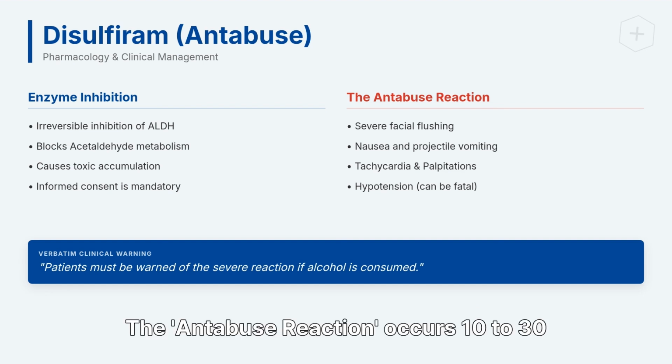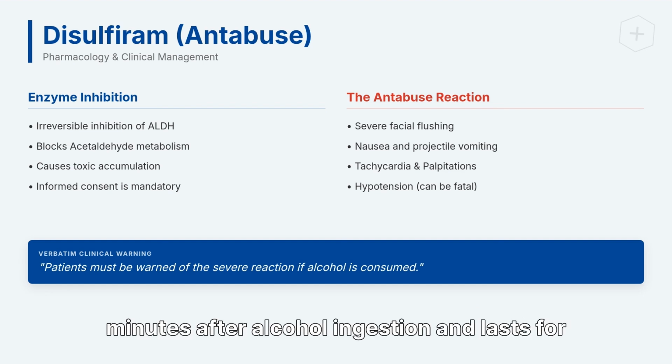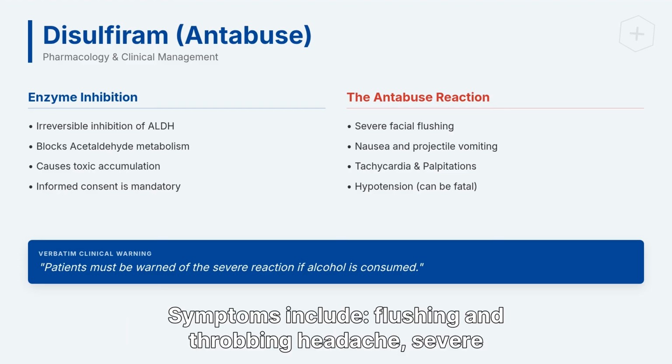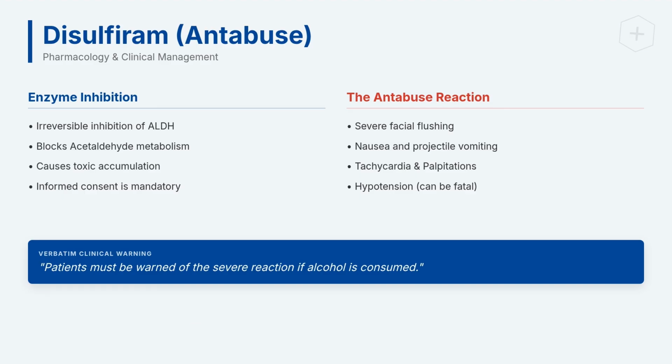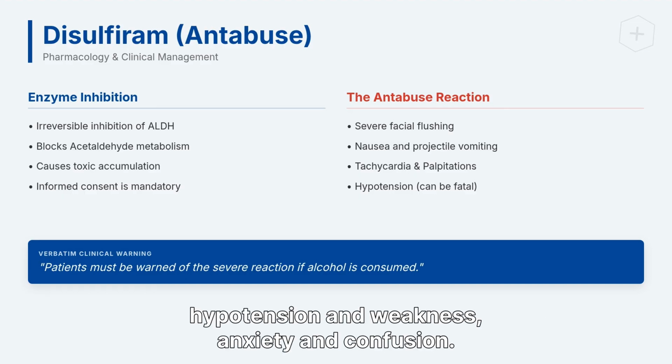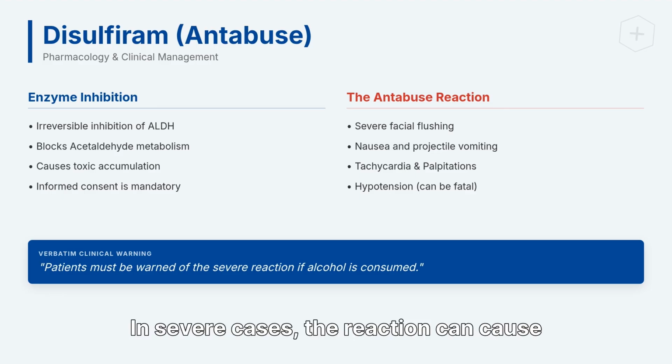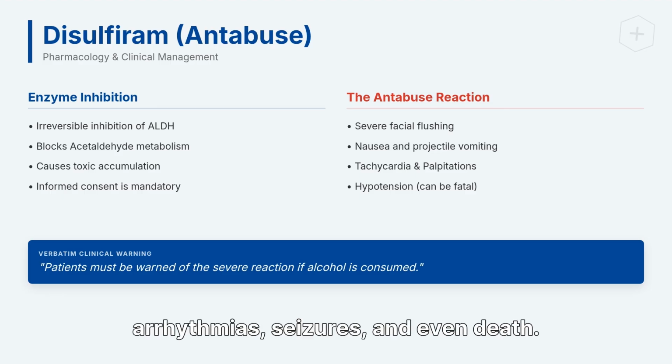The Antabuse reaction occurs 10 to 30 minutes after alcohol ingestion and lasts for hours. Symptoms include flushing and throbbing headache, severe nausea and vomiting, chest pain and palpitations, hypotension and weakness, anxiety and confusion. In severe cases, the reaction can cause arrhythmias, seizures, and even death.